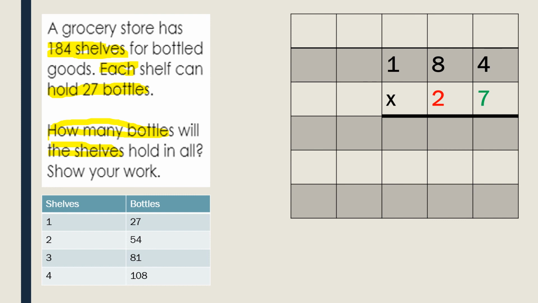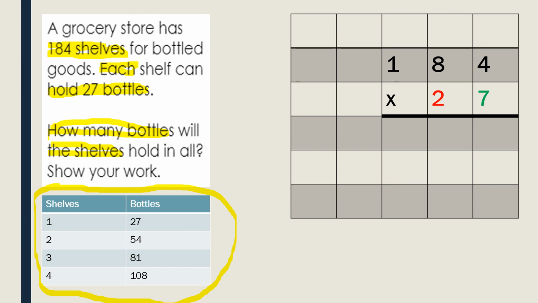Now, there's a couple of strategies I could try. I could start with a list, and as you see down here at the bottom, I started a list. I labeled one column shelves, one column bottles. So if I have one shelf, I can put 27 bottles on it. If I have two shelves, I can put 54 bottles on it. If I have three shelves, 81, four shelves, 108. I can keep going, but I'd have to count to 184 shelves, and that would take a very long time.